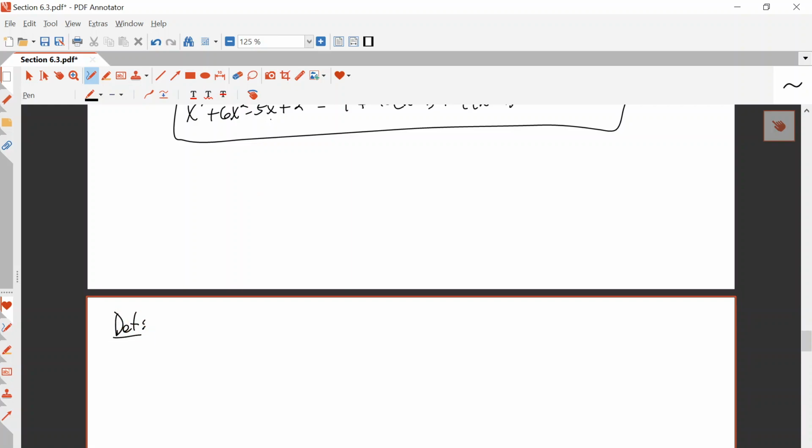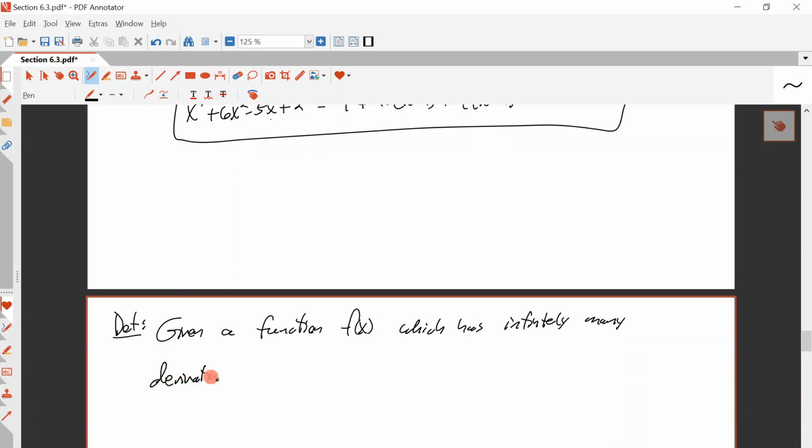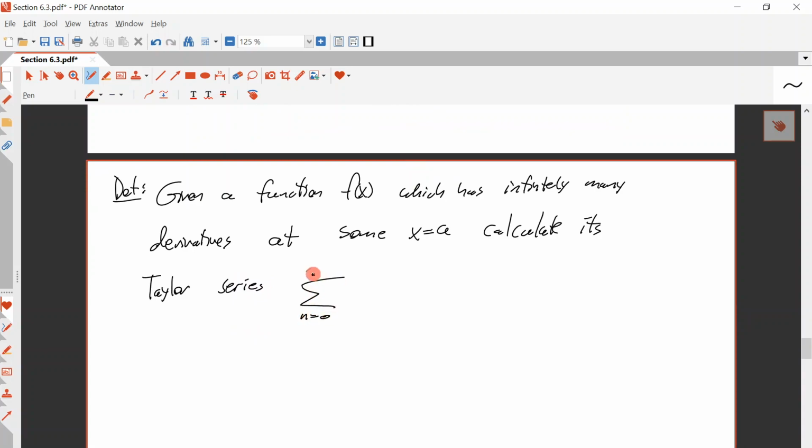Definition. Given a function f of x which has infinitely many derivatives at some x equal to a, calculate its Taylor series: the sum from n equals 0 to infinity of f to the n at a over n factorial, times x minus a to the n.